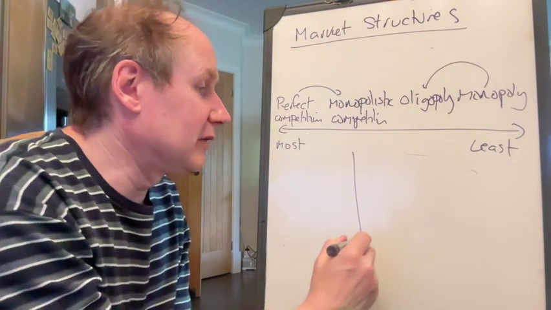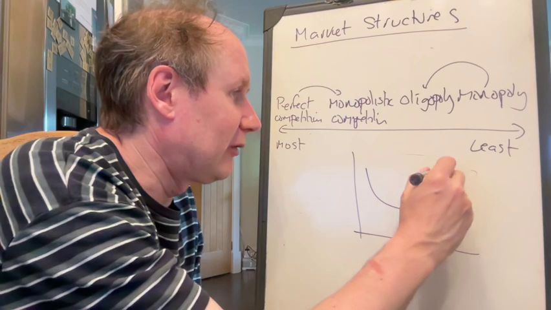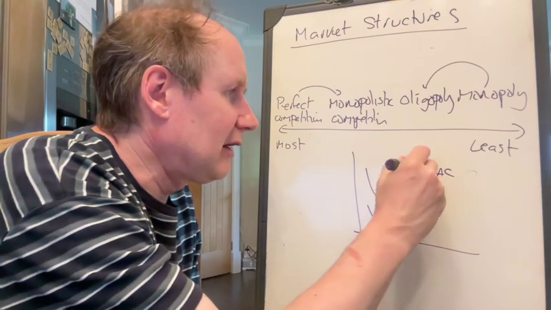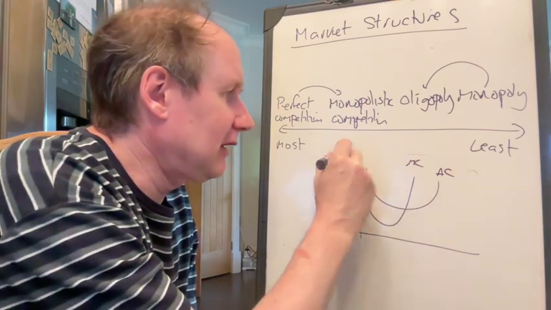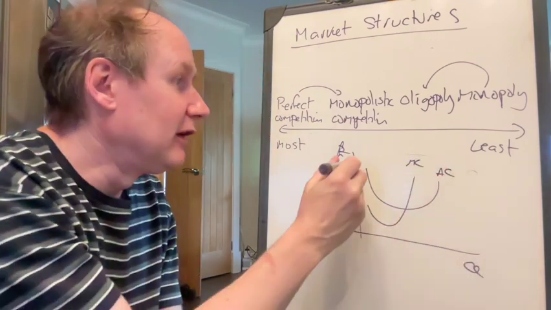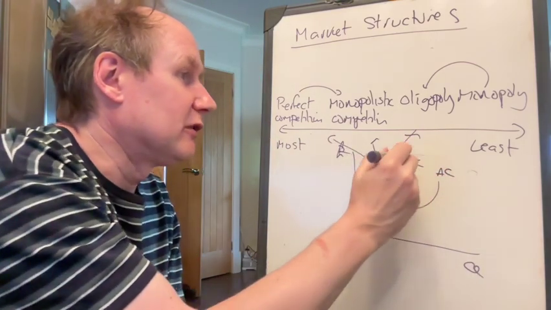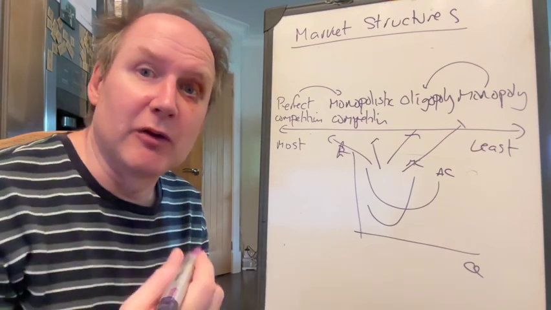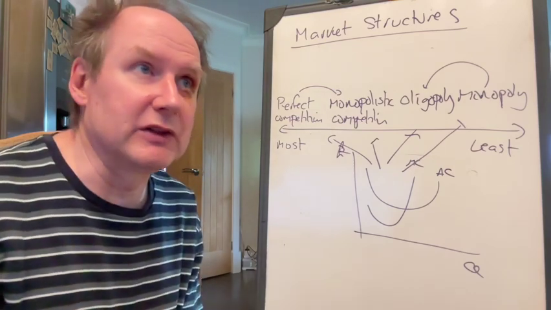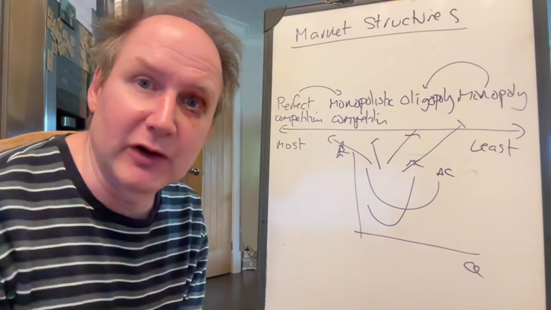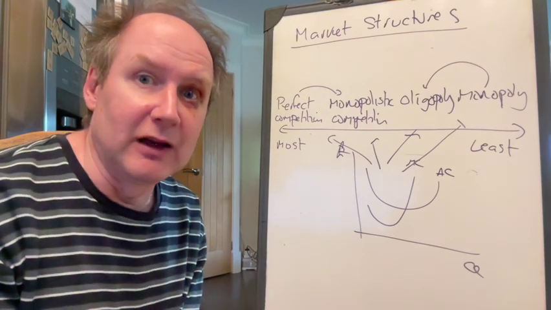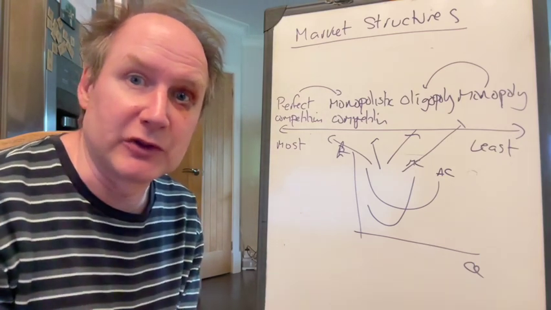What we're going to do is take our little firm and ask how it will behave in each one of those four different scenarios. So market structure just shows the competitive environment that a firm faces when taking its output and price decisions.